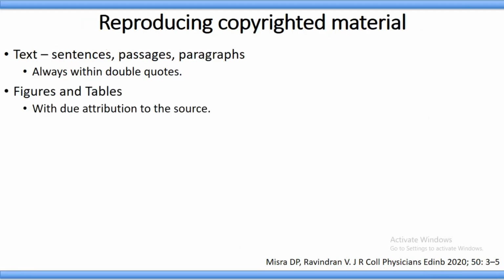If you are reproducing copyrighted material, if it is text, say sentences, passages, or paragraphs, then always do so within double quotes. If it is not your own language, always reproduce it within double quotes, and also attribute the source, that is, give a reference to the source from which you are reproducing it. And obviously, if you are reproducing figures and tables, you can't put double quotes, but you should say that it is reproduced with permission from this source.